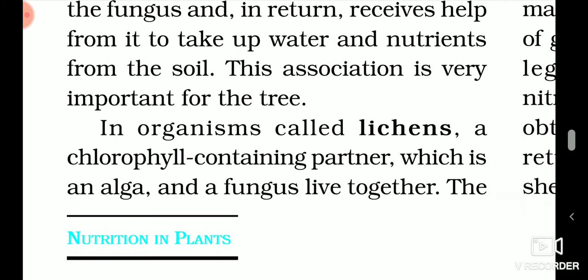This is called symbiosis. Another example of this is lichens. Lichens are a partnership of a chlorophyll-containing partner, that is algae, and fungi. They live with each other. Algae undergo the process of photosynthesis and produce starch. They provide nutrition to the fungus through this photosynthesis, while the fungus provides shelter to the algae. So this is another example of symbiotic relationship. This is the last mode of nutrition of this chapter.